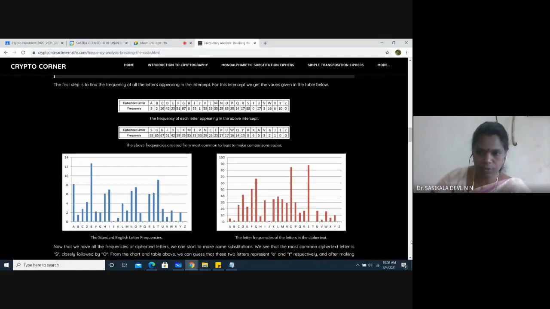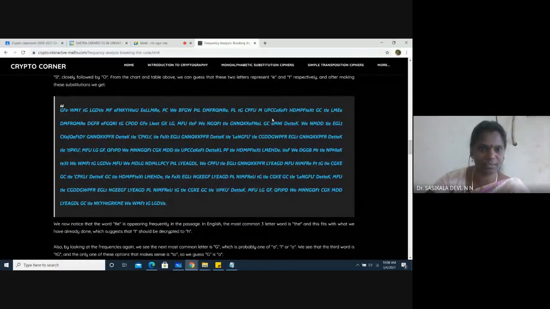If you replace it, you will get a character like this. All the S's are replaced by E. The next most common character is also replaced by T, because T is the next most common character. Small case letters are decrypted characters, and all the capital letters are original characters.